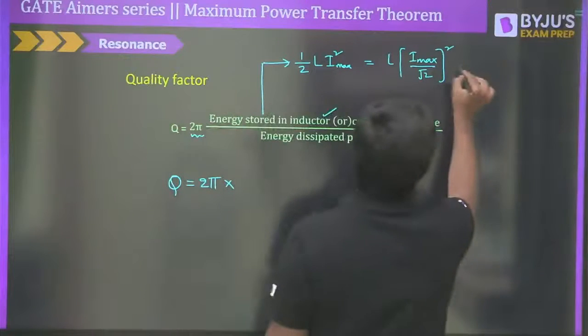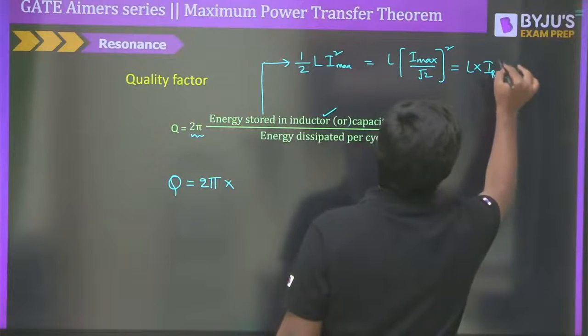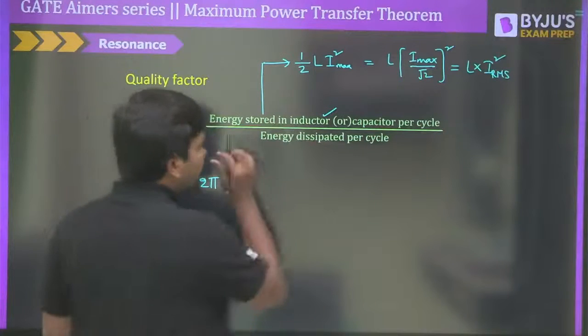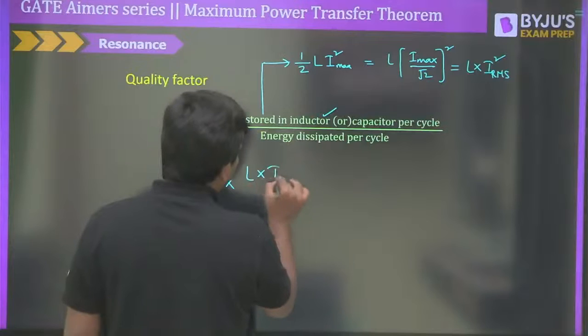Therefore we can say clearly that this is L into IRMS whole square. Simple to understand. L into IRMS whole square. Please don't get any confusion. Pramit, please let me know, is it clear to you or not? Pramit Banerjee.